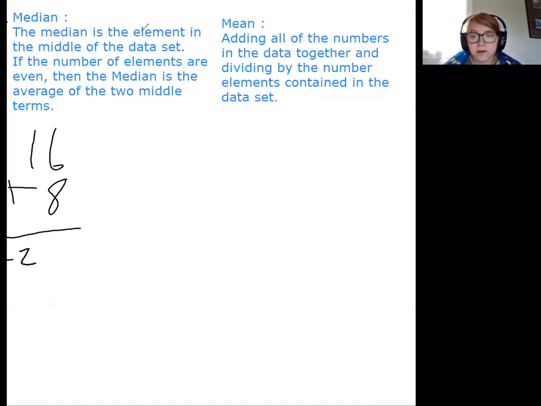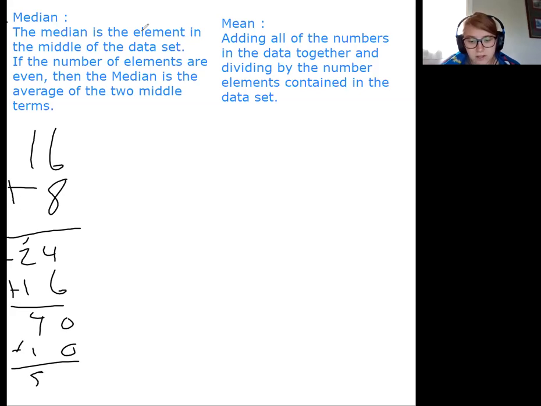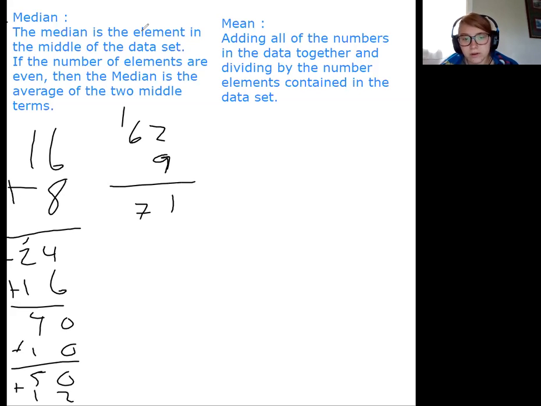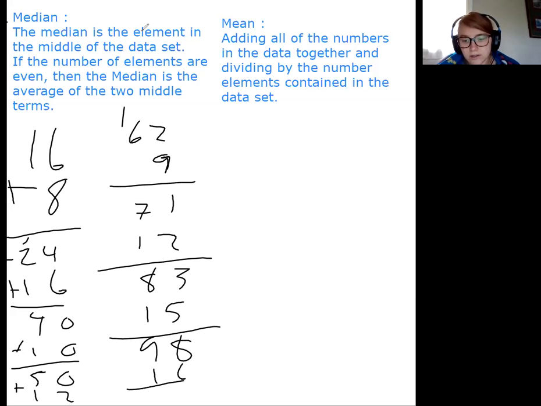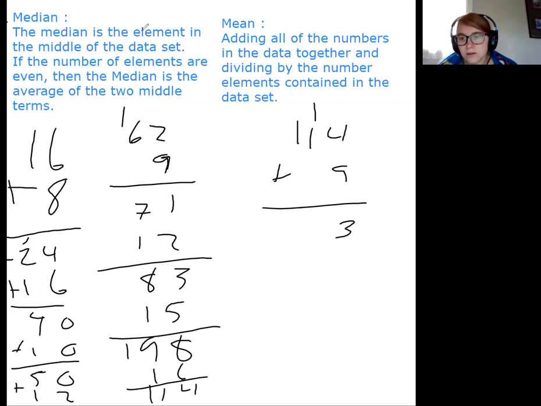16 plus 8 is 24. 24 plus 16, 6 and 4 is 10, 2, 3, 40. 40 plus 10 is 50. 50 plus 12 is 62. 62 plus 9, that's a 9, I promise, is 71. 71 plus 12 is 83. 83 plus 15 is 98. 98 plus 16 is 114. 114 plus 9 is 123, and 123 plus 20 is 143.